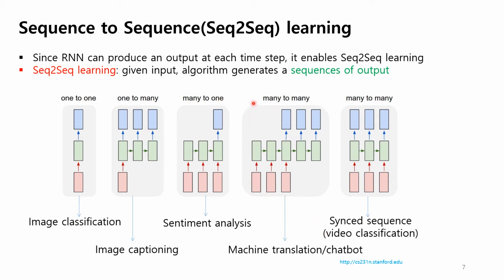Another example, which is actually very popular, is many to many. Both of these are many to many, but they are a little different. In this case of many to many, you have a sequence of data, and you provide it as input. When the algorithm reads the input, it does not generate output. It just reads input, and when the input is done, then it starts generating output.